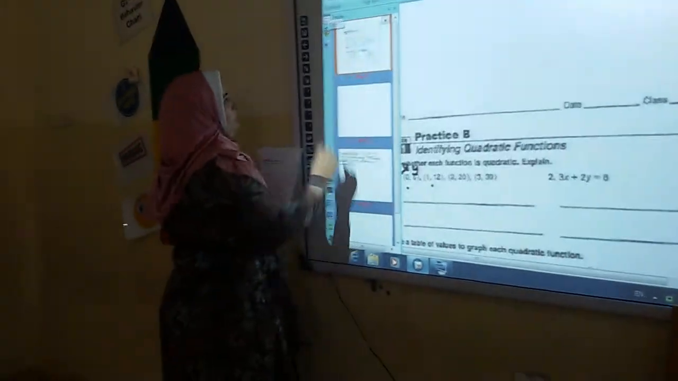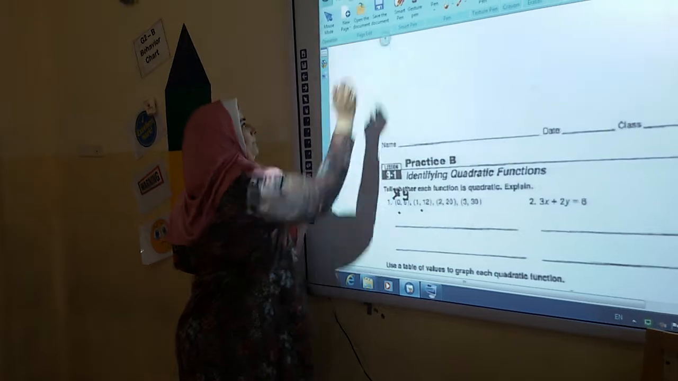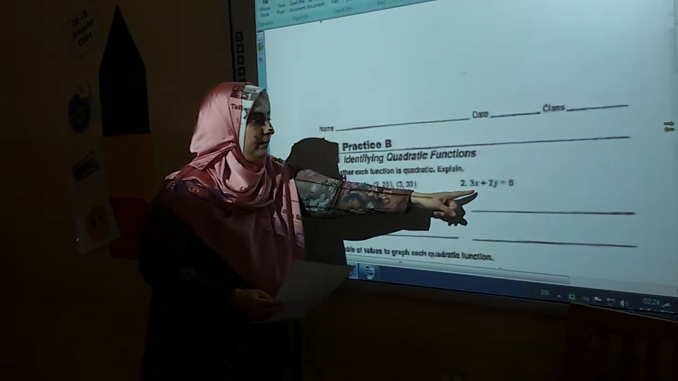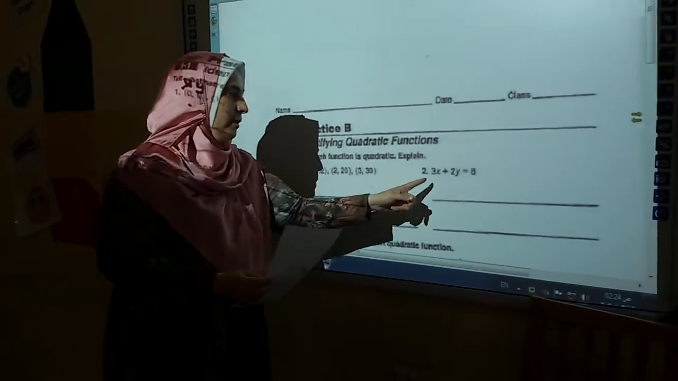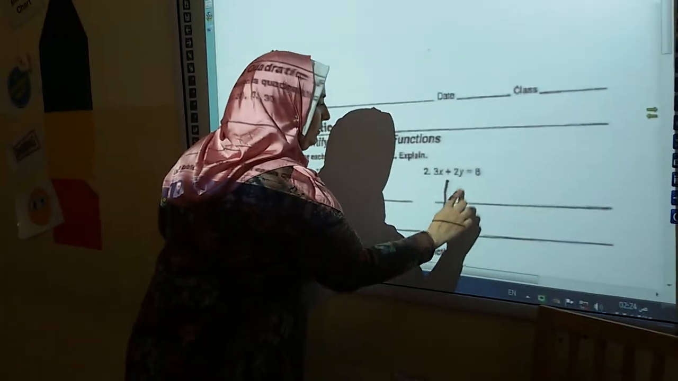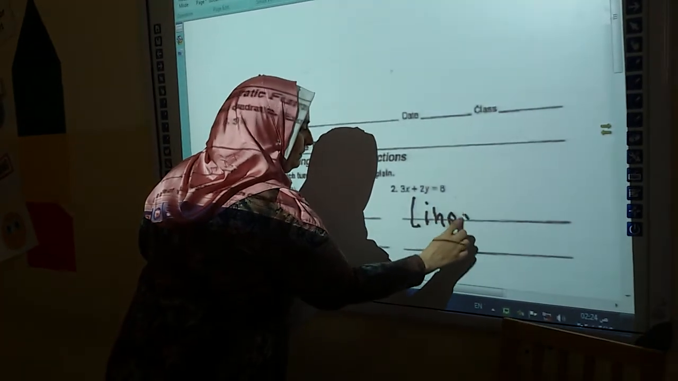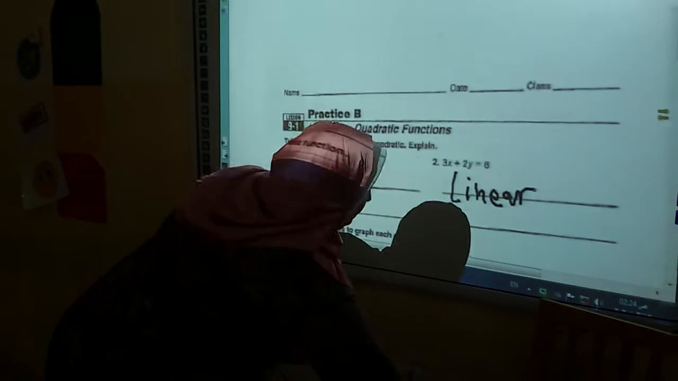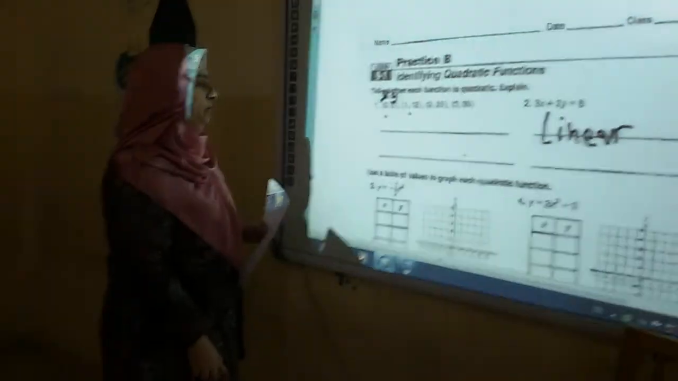Let's return back to our exercise here. Here this equation will be 2x plus 2y. We said it's linear. It's linear, it's not quadratic. Okay, let's see the next question.